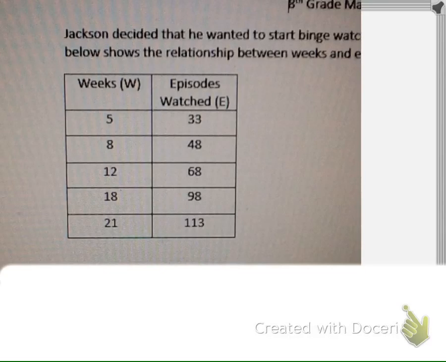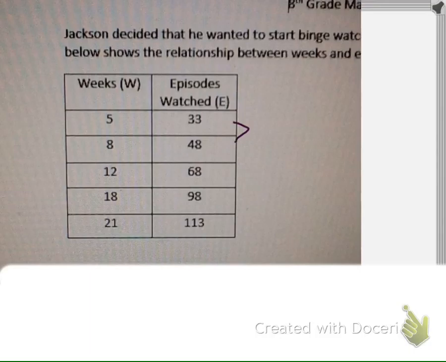Okay, so first thing I do is read the situation. Here I have Jackson, who's decided to start watching all of the King of the Hill episodes. He's probably already seen most of them, but he's decided he's going to binge watch all of them. And this table shows how many episodes he's watched. So the first thing I always do is put in my carrots from 33 to 48.